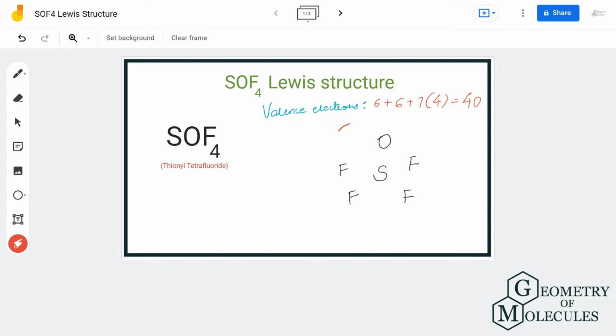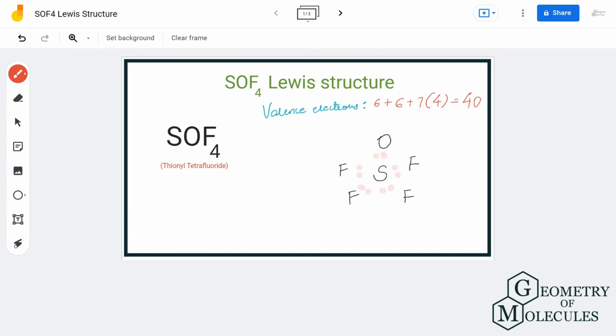Now the arrangement of this molecule would be something like this. The sulfur atom will take the central position, all the fluorine atoms will be arranged around the sulfur atom like this, and the oxygen atom will be placed on top of the sulfur atom. To show bonds between these atoms, we place a pair of electrons, and doing that we use up 10 out of 40 valence electrons, and we are still left with 30 more.